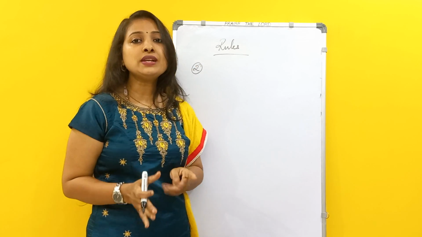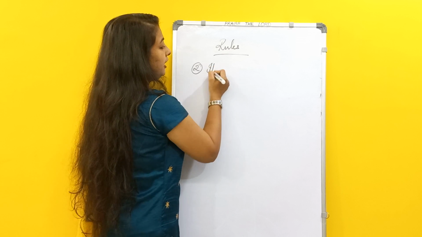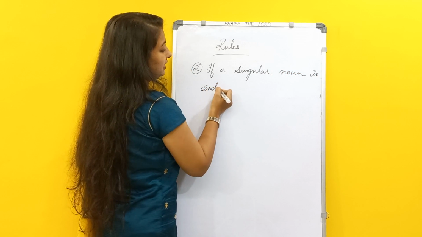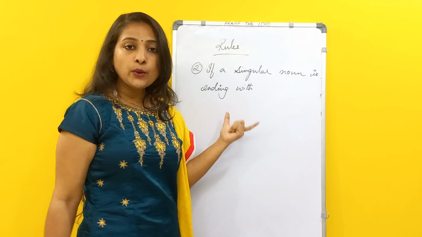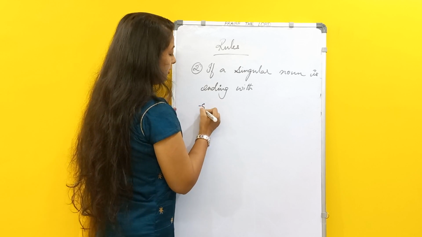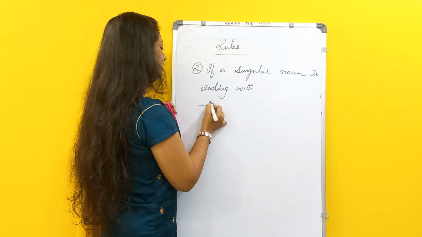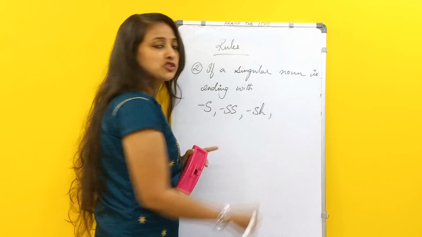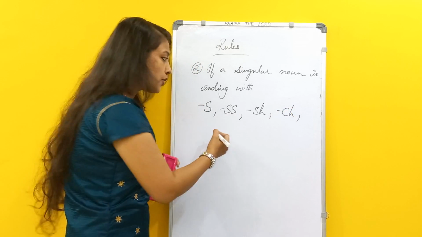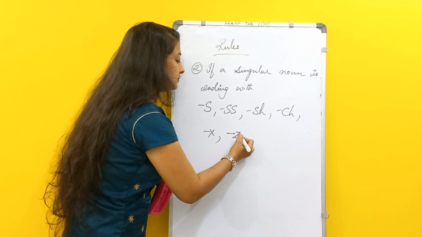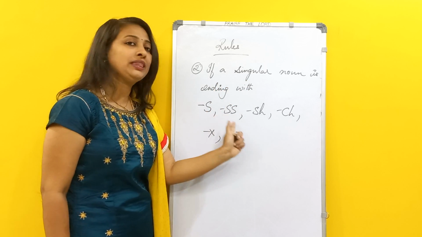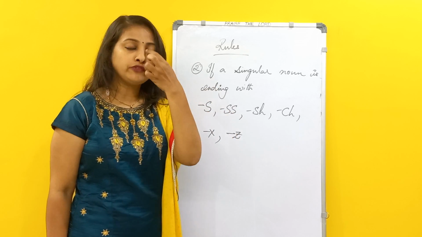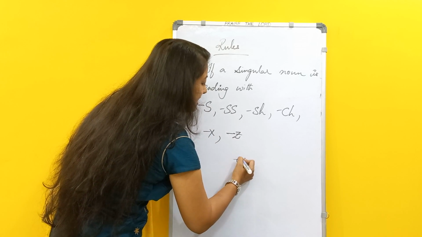The second rule is, whenever a singular noun is ending with any of the following, I'll write them a bit bigger: S, or SS, or SH, or CH, or X, or Z. Whenever a singular noun is ending with any of these, the plural form is formed by simply adding ES at the end.